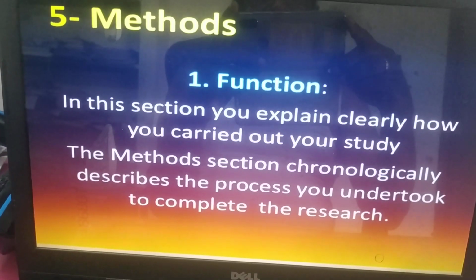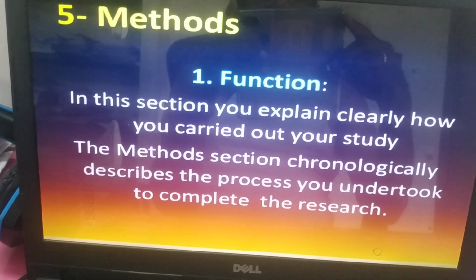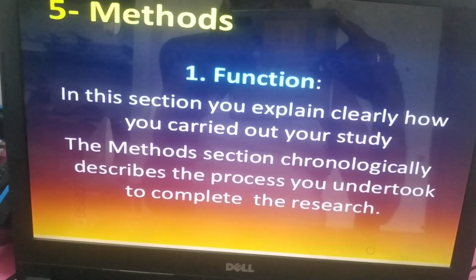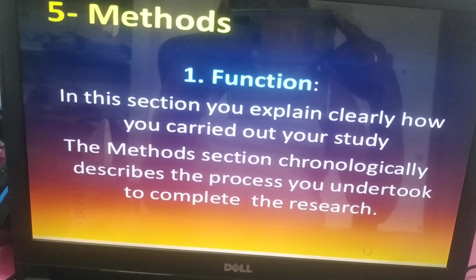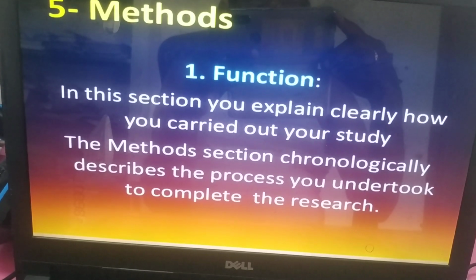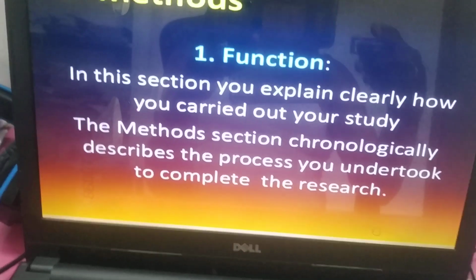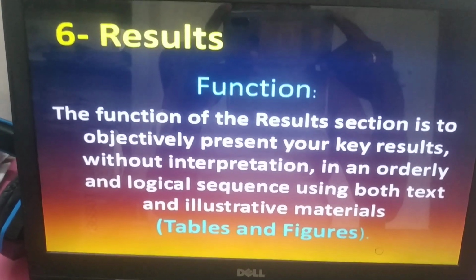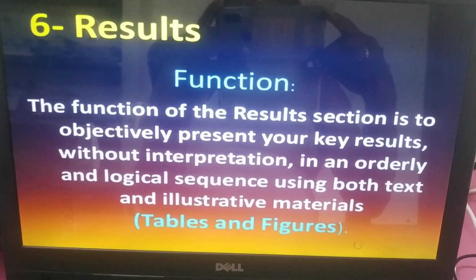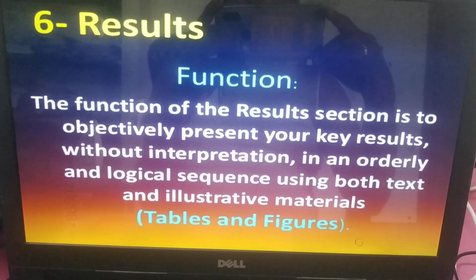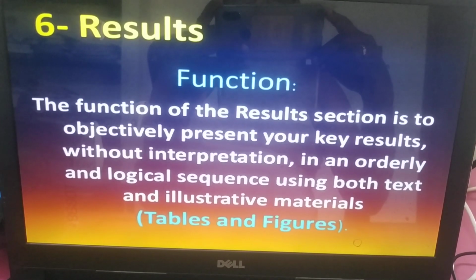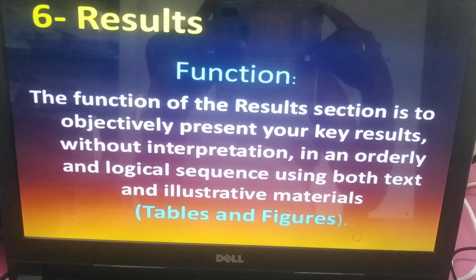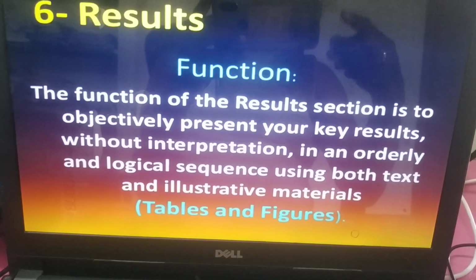Methodology. The function: in this section, you explain clearly how you carried out your study. The methods section chronologically describes the process you undertook to complete the work. Results. The function of the results section is to objectively present your key results without interpretation, in an orderly and logical sequence, using both text and illustrative materials, tables and figures.